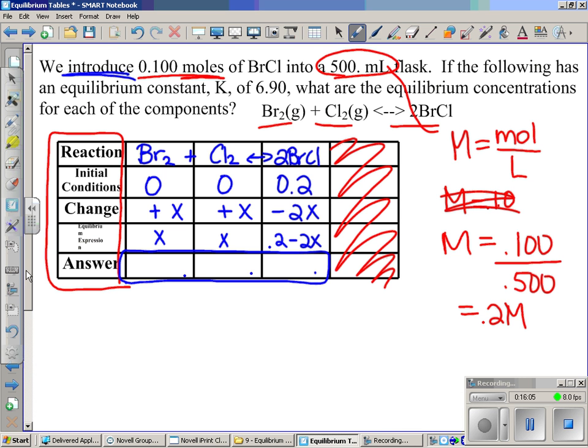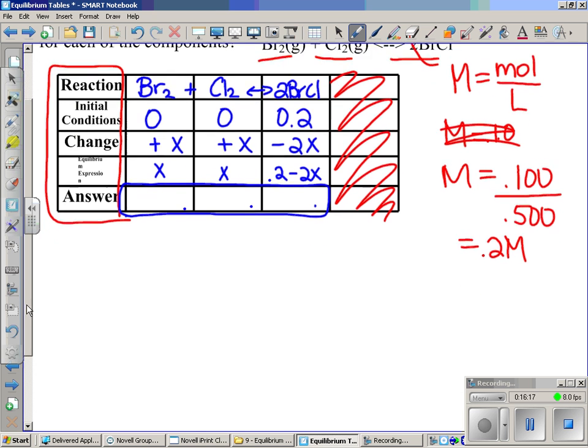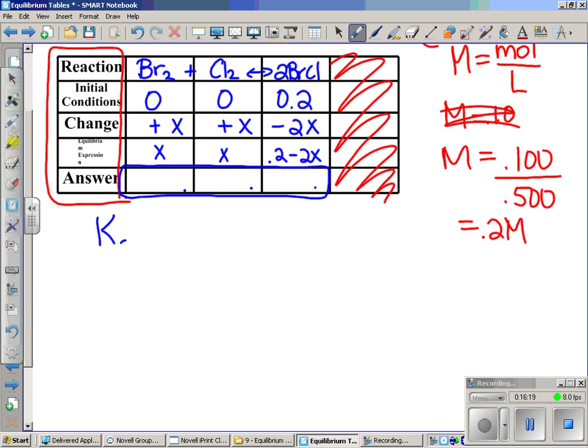Now, unlike the last problem, this one didn't tell us one of these 3 answers. So we don't get to just set up a little equality and solve for x. This time, the additional piece of information that was given in the problem was the value of K. So how will that be beneficial to us? Well, let's think about what K is. Let's write our expression for K.